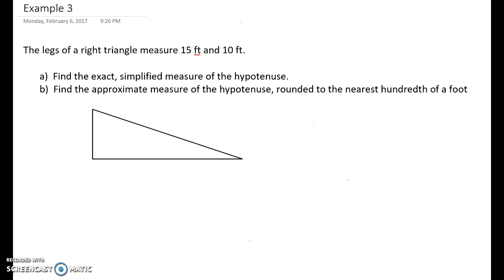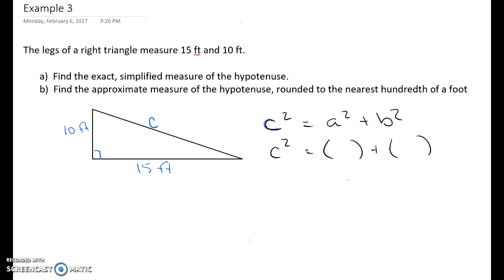I'm going to start by labeling the sides of my triangle, which would be its legs. And the unknown hypotenuse I'll call C. I'll set up my Pythagorean theorem formula. C squared equals A squared plus B squared. And into that formula I will substitute the values that I was given for my legs, 10 and 15. Now work out and simplify the right side of the formula.